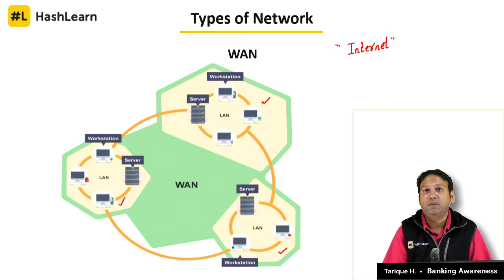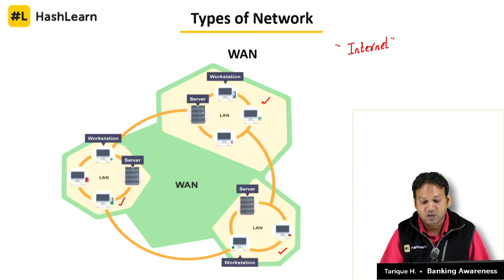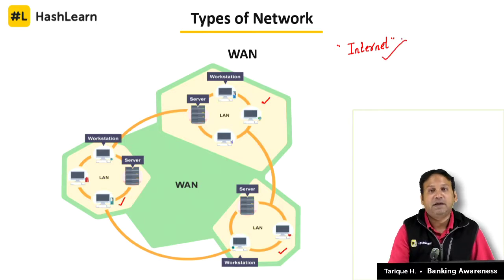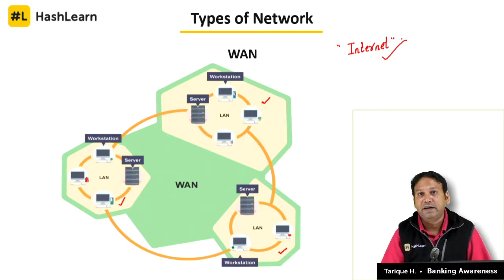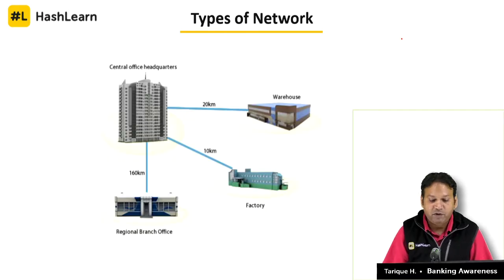And wide area network is wider, and it can be as wide as having computers connected across countries also. For example, the computers connected through internet also is an example of a wide area network. Now, in between LAN and wide area network comes the metropolitan area network.